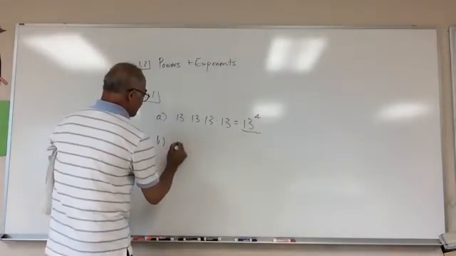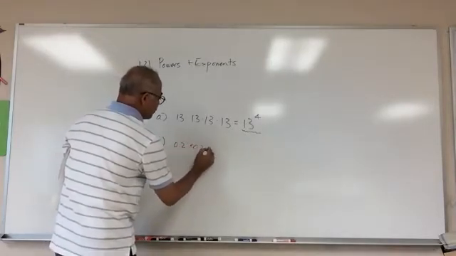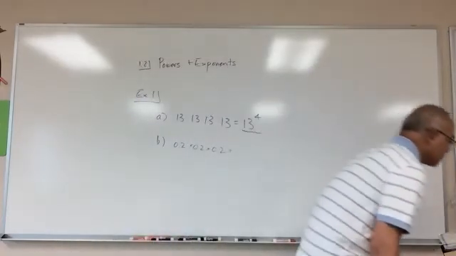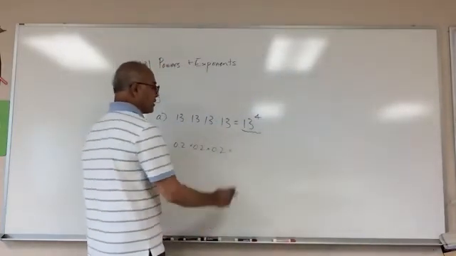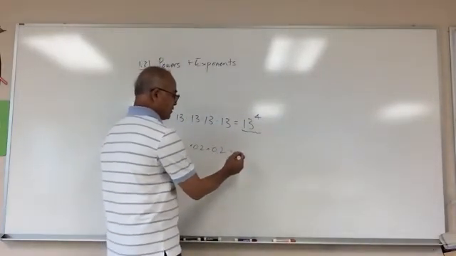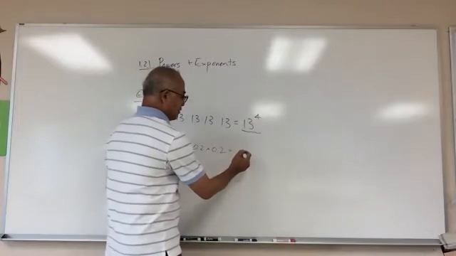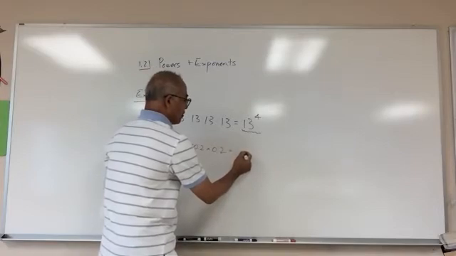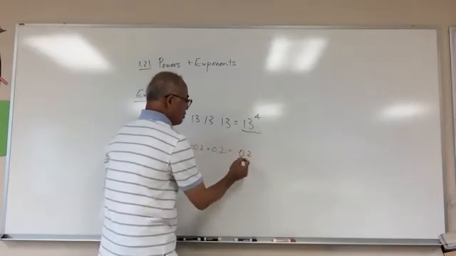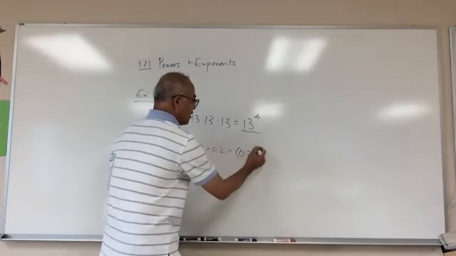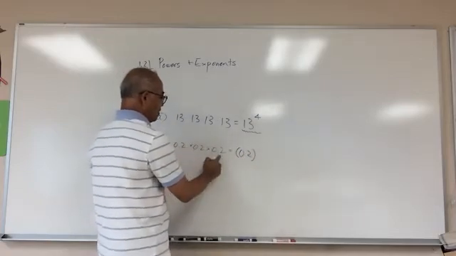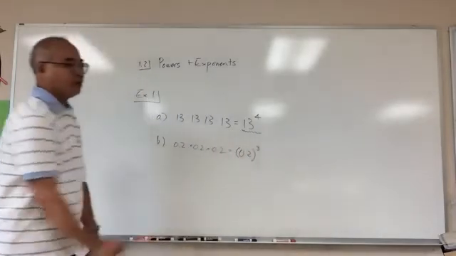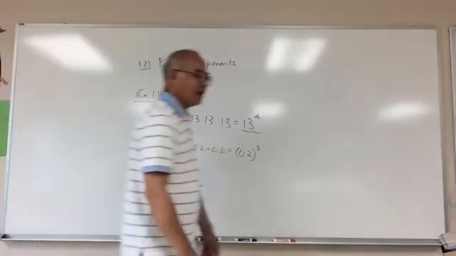B, 0.2 times 0.2 times 0.2. Josh, how would I rewrite this? In exponent form, 0.2 to the third. I have 1, 2, 3 of them, right? Yeah, 0.2 to the third. Okay, that's how that would go.